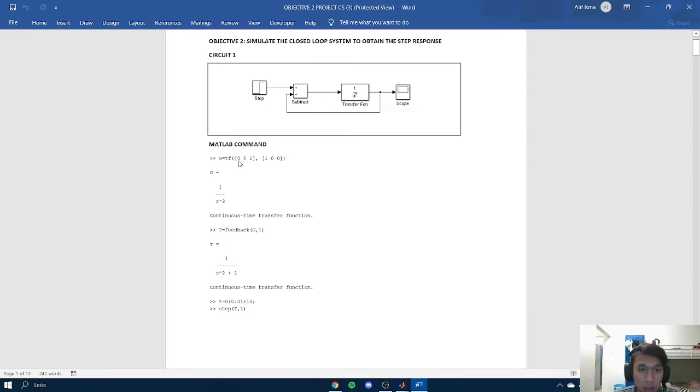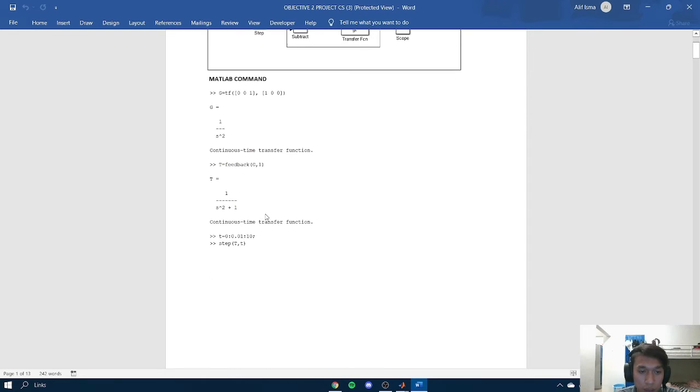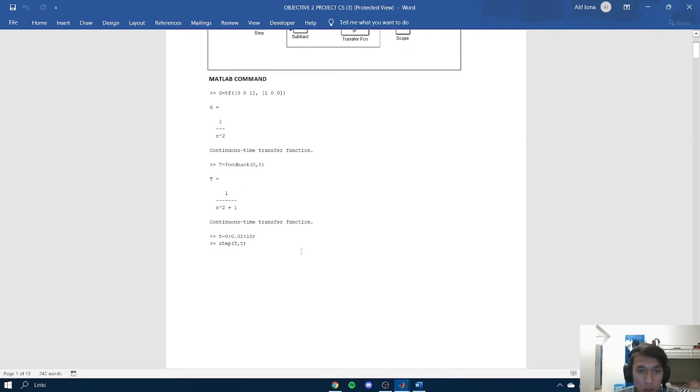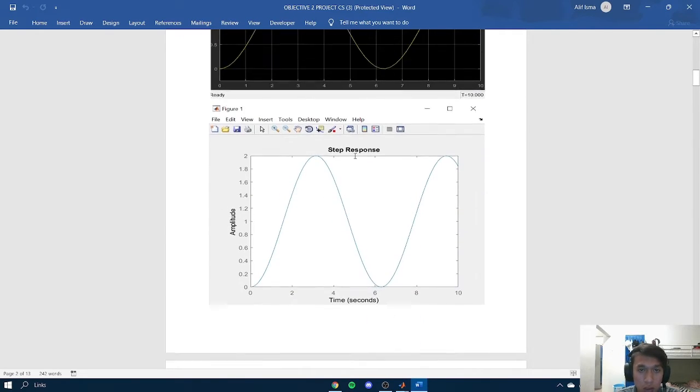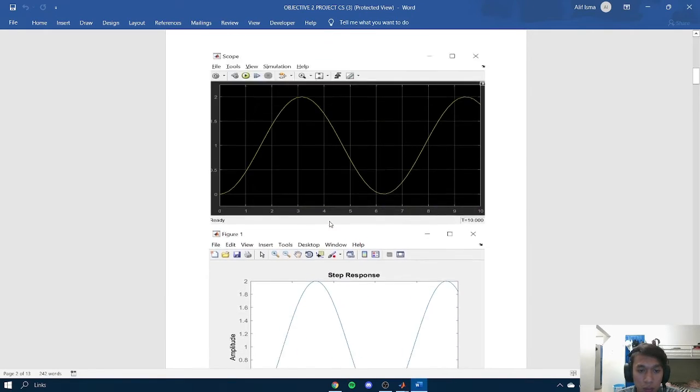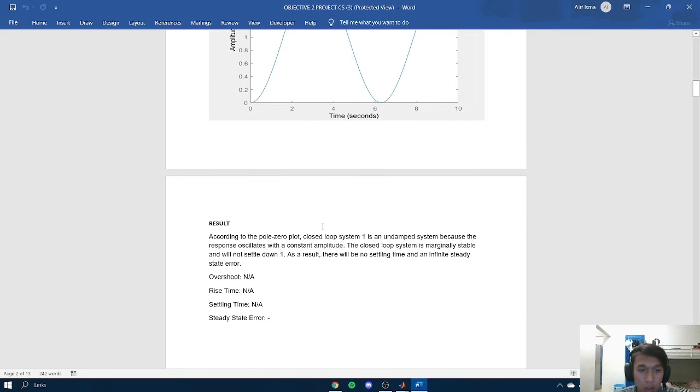To get the step response from the MATLAB command, you need to write this command first. G is equal to tf, this is for the numerator, and this is for the denominator. And then type this one, and then t from 0 to 10, and then step(G, t). After you click this, you will get the step response here, which is the same as the Simulink one.